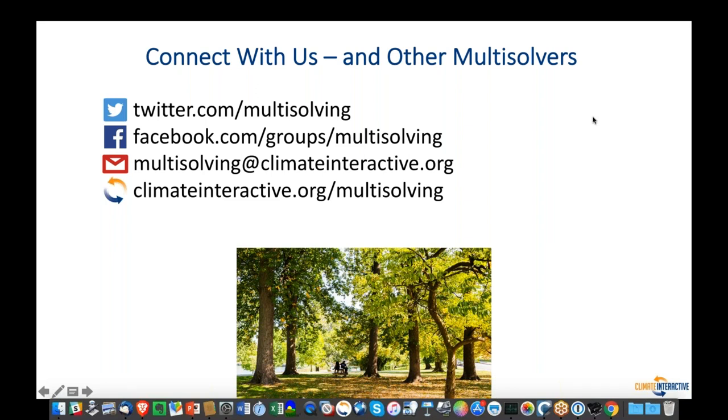This was during Larissa's presentation. For Larissa, how do you find out, and we could answer this more broadly, how do you find out about these multi-solving projects? Is there some kind of multi-solving project repository or archive? At Climate Interactive, we do have a repository of small multi-solving stories on our website, and I can paste that into the chat box. Larissa, did you have anything to comment on this about multi-solving projects that you've been finding?